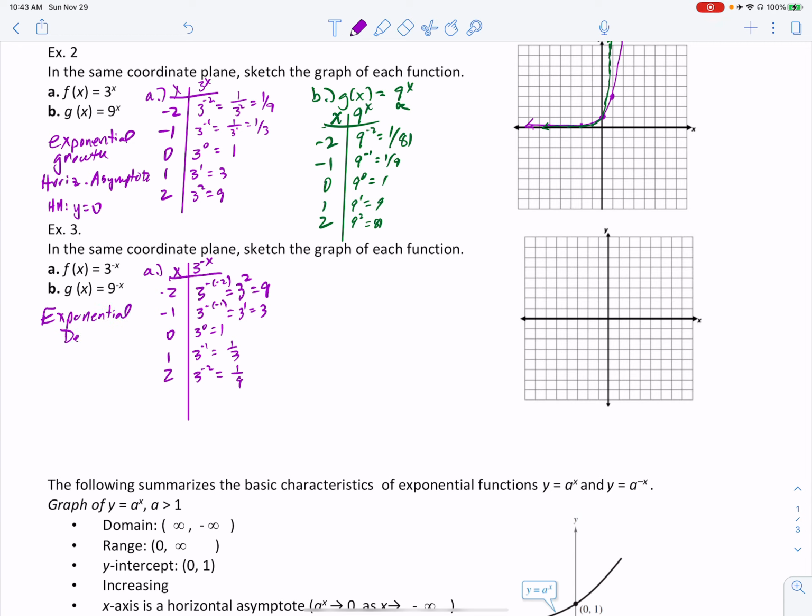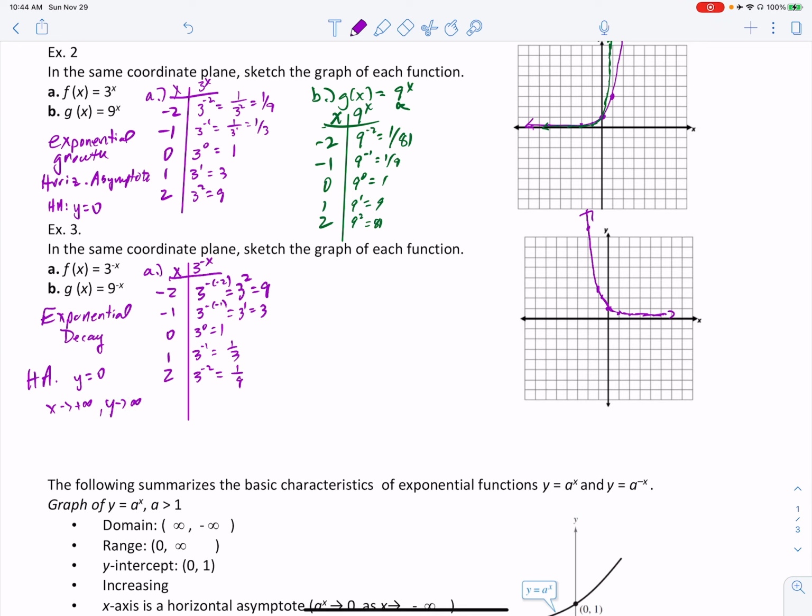And so at negative 2, I'm up at 9. And negative 1, I'm at 3, 0, I'm at 1, and then I'm at the 1/3, and then the 1/9. And so this is exponential decay. Now it has a horizontal asymptote as we go to the right of y equals 0. As x goes to positive infinity, y is going to 0.